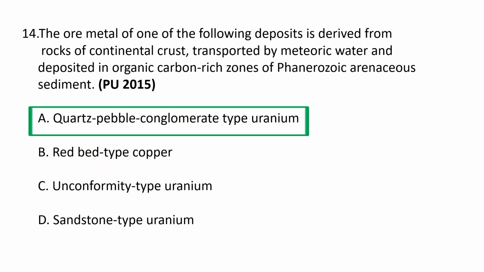Quartz pebble conglomerate type uranium. Quartz pebble conglomerate uranium deposits, also known as paleo quartz pebble conglomerate deposits, are formed from rocks of continental crust transported by meteoric water and deposited in organic carbon-rich zones of Phanerozoic arenaceous sediment.